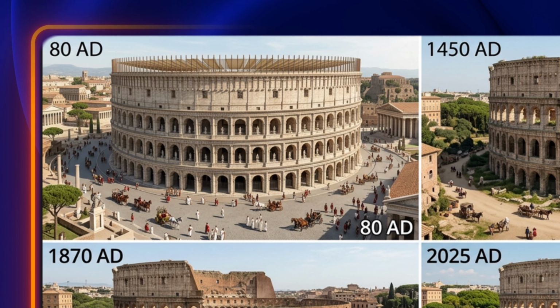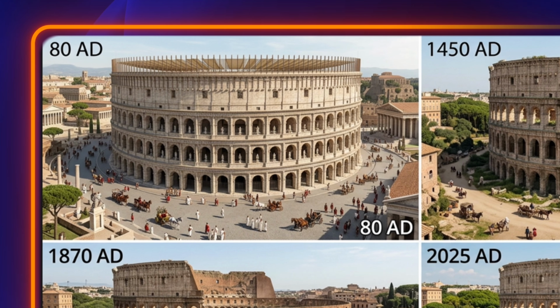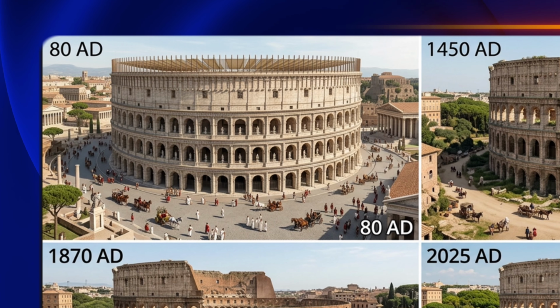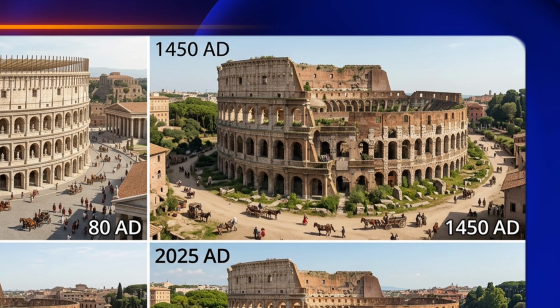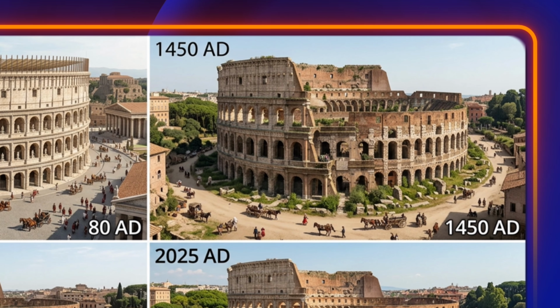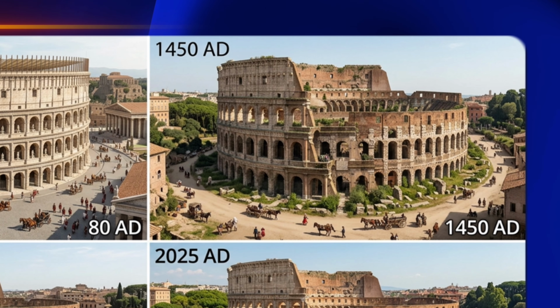Top left, AD. If you know your Roman history, this is peak Colosseum. It should look pristine, white limestone, massive crowds, the whole thing. And honestly, that's what we got. The detail here is impressive. 1450. By this point, the Colosseum had been abandoned for centuries. People were literally living inside it. There should be serious decay, overgrown vegetation.